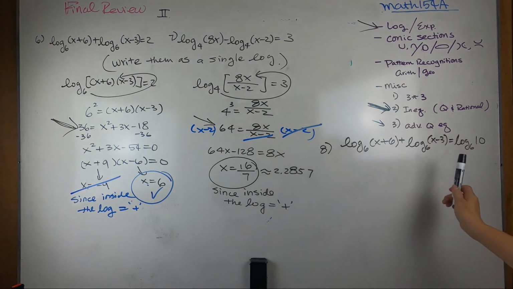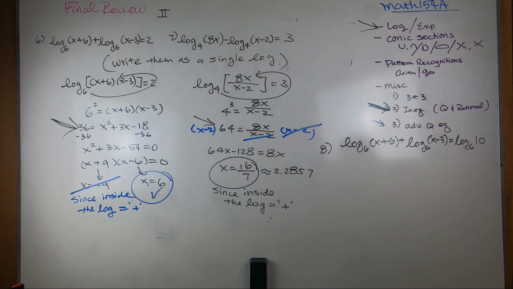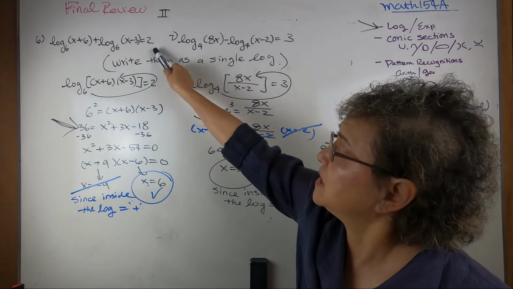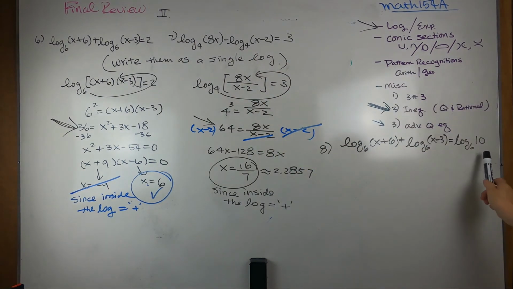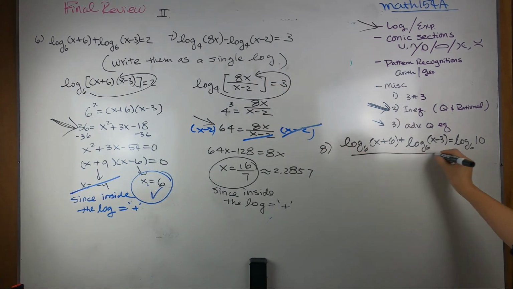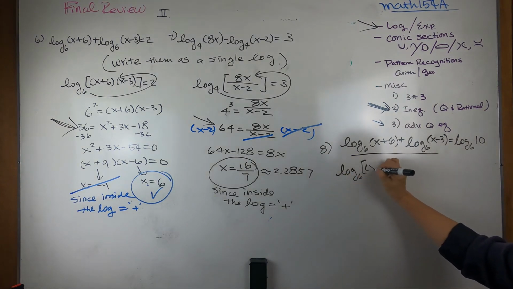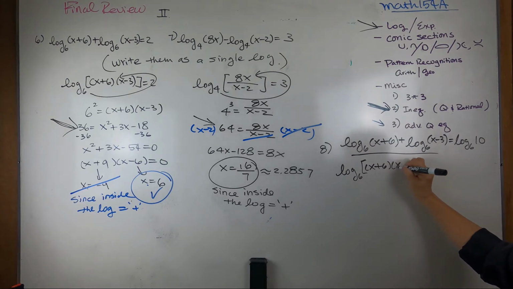What's the difference between this problem and the previous two? Look at them. On the right-hand side, you only had a number, and in this one, the right-hand side still has a log. However, we have to write the left side as a single log to start with. So adding means what? You multiply inside.